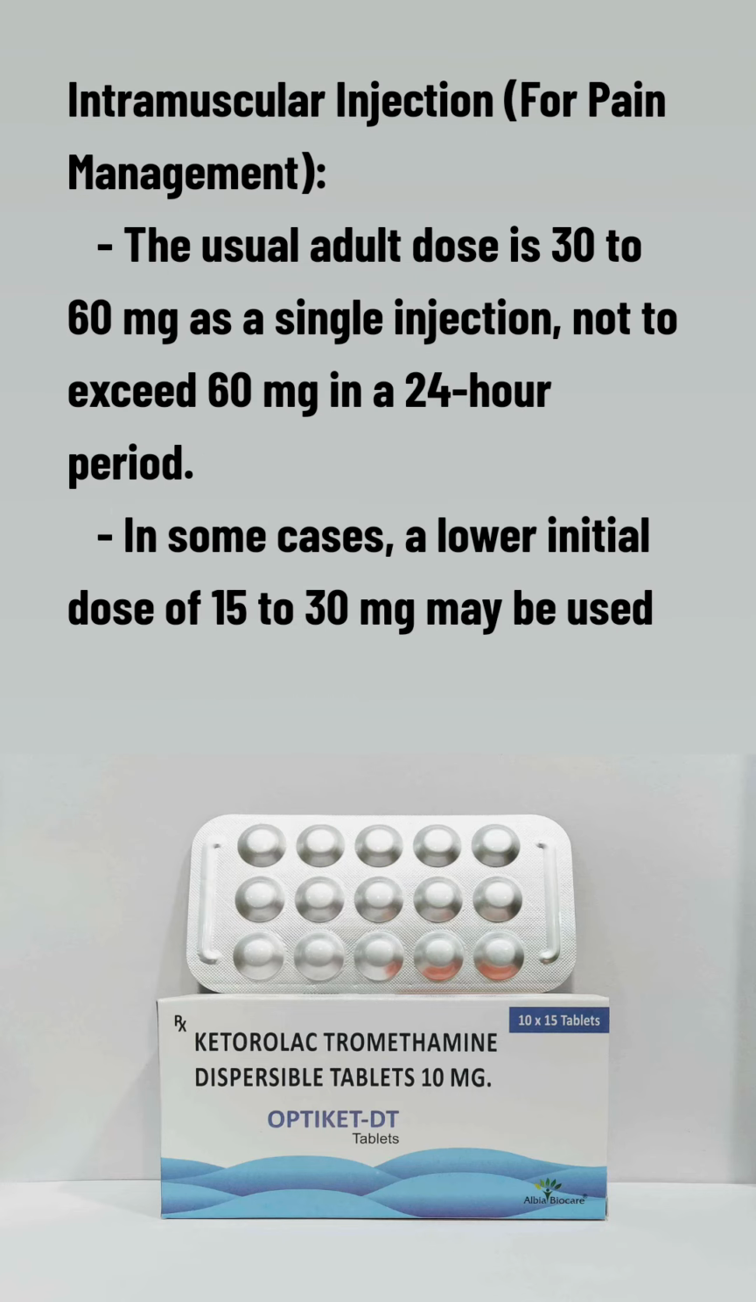Intramuscular injection for pain management. The usual adult dose is 30 to 60 milligrams as a single injection, not to exceed 60 milligrams in a 24-hour period. In some cases, a lower initial dose of 15 to 30 milligrams may be used.